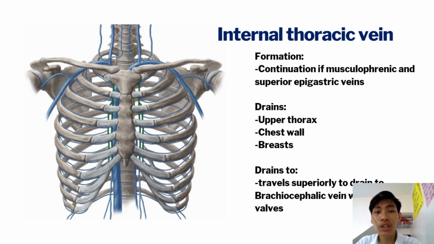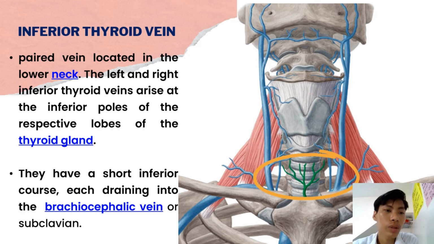Moving on, we also have to discuss the other veins found in the head and neck, such as the inferior thyroid vein. Inferior thyroid vein is a paired vein located at the lower neck. The left and right inferior thyroid veins rise at the inferior poles of the respective lobes of the thyroid gland. They have a short inferior course, each draining into the brachiocephalic vein or subclavian.